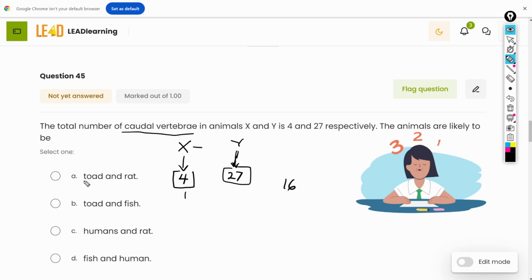Now let's look at our options. The toad and the rat. The toad, no, because this is a feature of mostly the mammals. Toad and fish, again, no. Humans and rat, fish and human. Now, like I said, humans have exactly 4. If the rabbit has 16, the tail of the rat is longer, so it will make sense for option C to be our answer. Humans have 4, and then rats will take 27. So our correct answer is the option C.